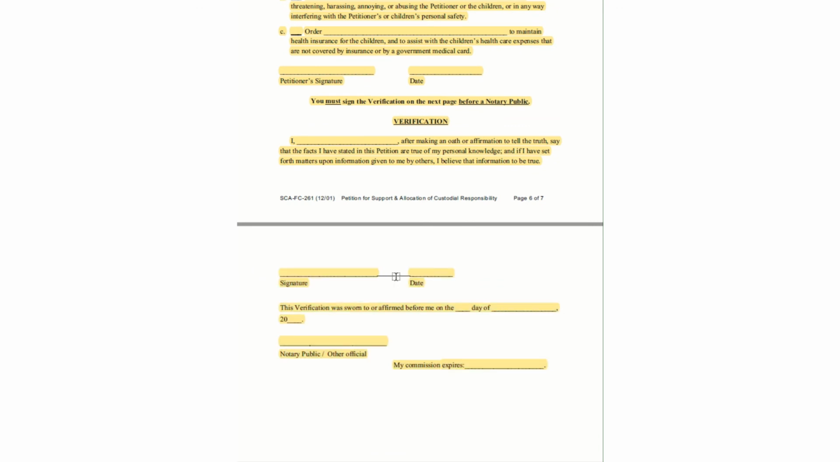You can usually find a notary public at the courthouse, in the circuit clerk's office, in libraries, and in banks, but you'll also want to make sure you take ID and then sign these parts here and here in front of a notary public and have it notarized before you file.